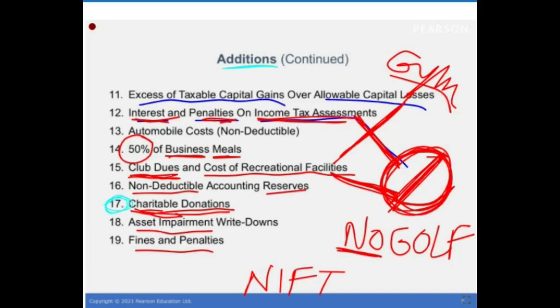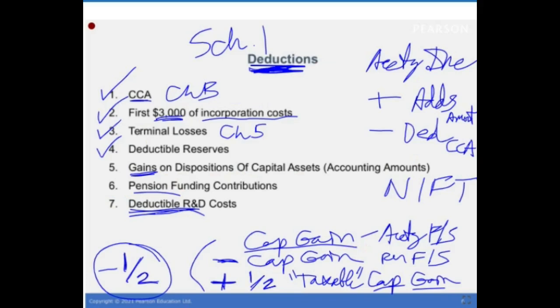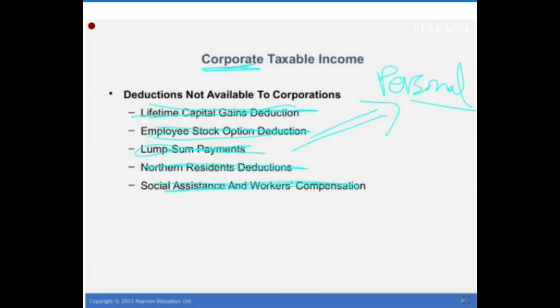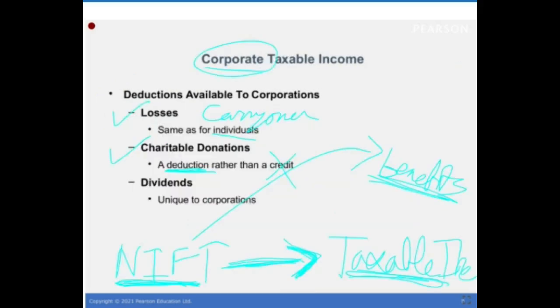We added back charitable donations. They said, well, why would we add it back? And then we come here, we didn't have any matching deduction for it. How come we didn't get to deduct those? What were we going to do? Well, turns out it's not because we're going to use it as a tax credit. We are going to use it as a deduction, but it happens in here, in between net income for tax and taxable income.